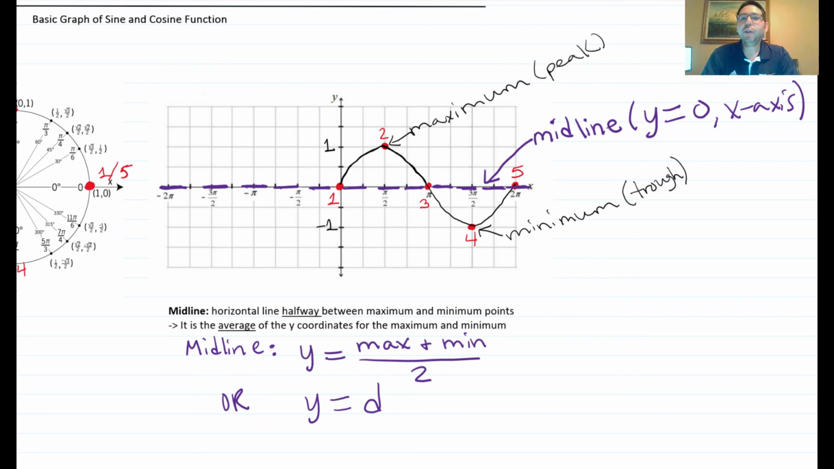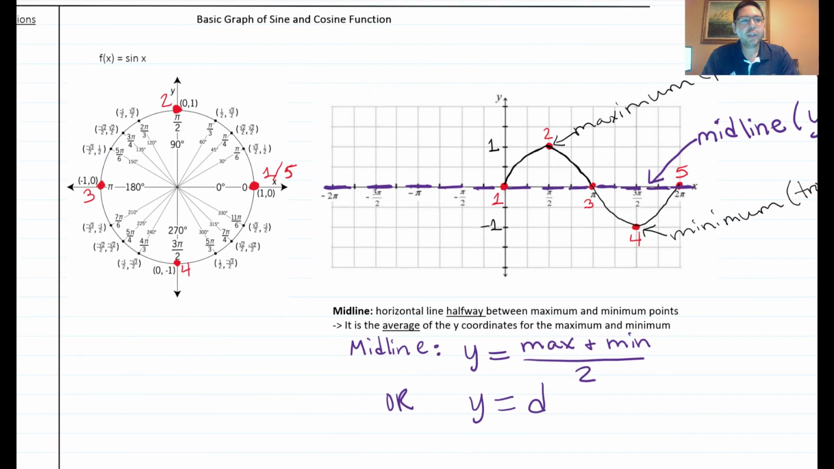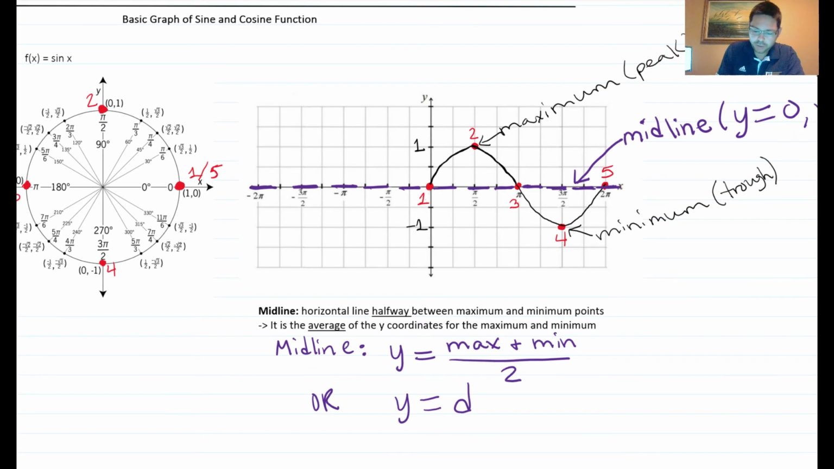All right, another way to find the midline is by looking at the d coordinate, because remember that, and I'll write it here. Remember that we said that the generic form of sine is something that looks like this.